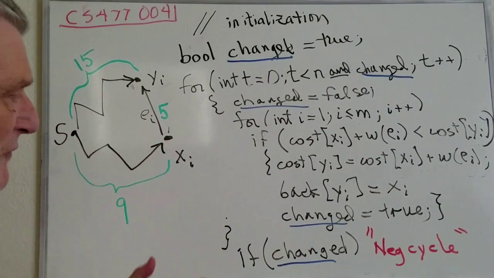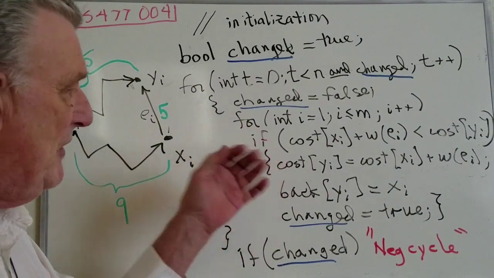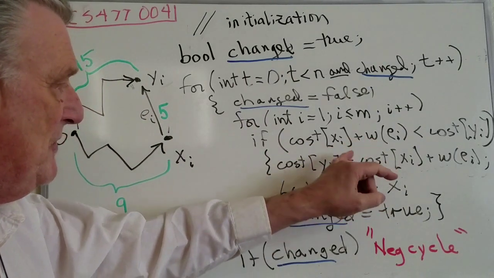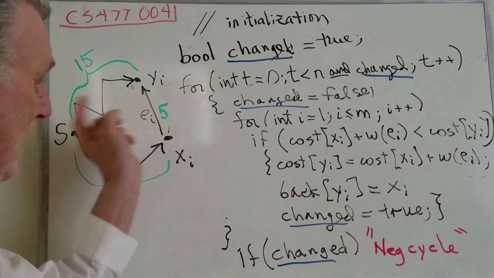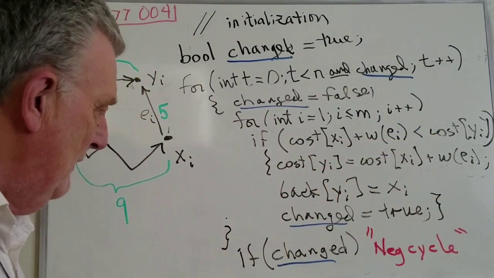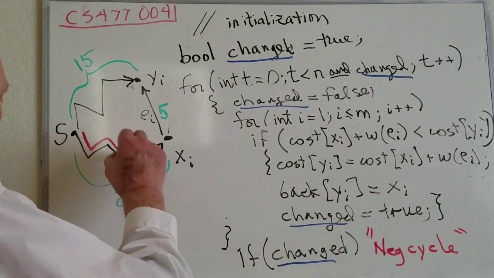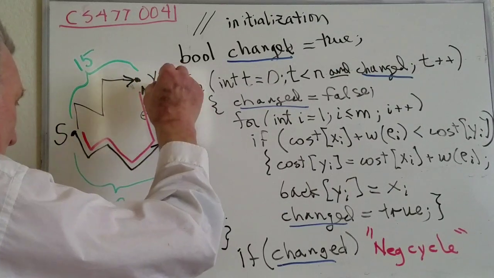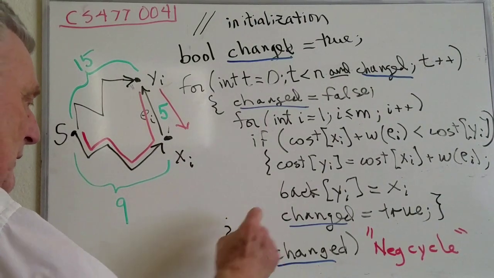Of course, it could be set to true several times, but that doesn't matter because it'll be true if there's a change at least once. So this is the relaxation step. If the cost of this path plus that arc is less than the cost of that path, then we update the cost of Y_i and we get a new path to Y_i, and the back pointer of that new path from Y_i goes to X_i. We also set changed to be true.